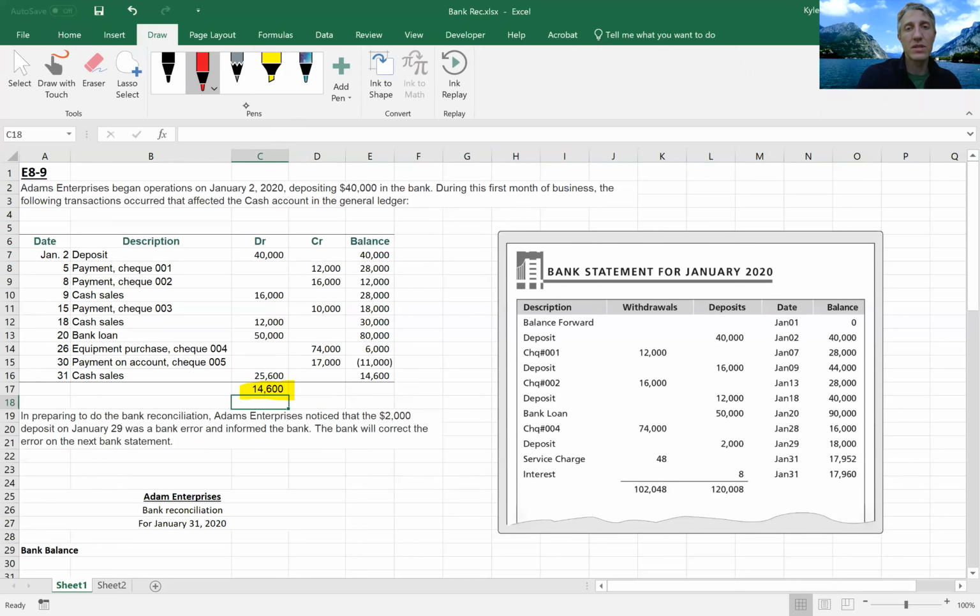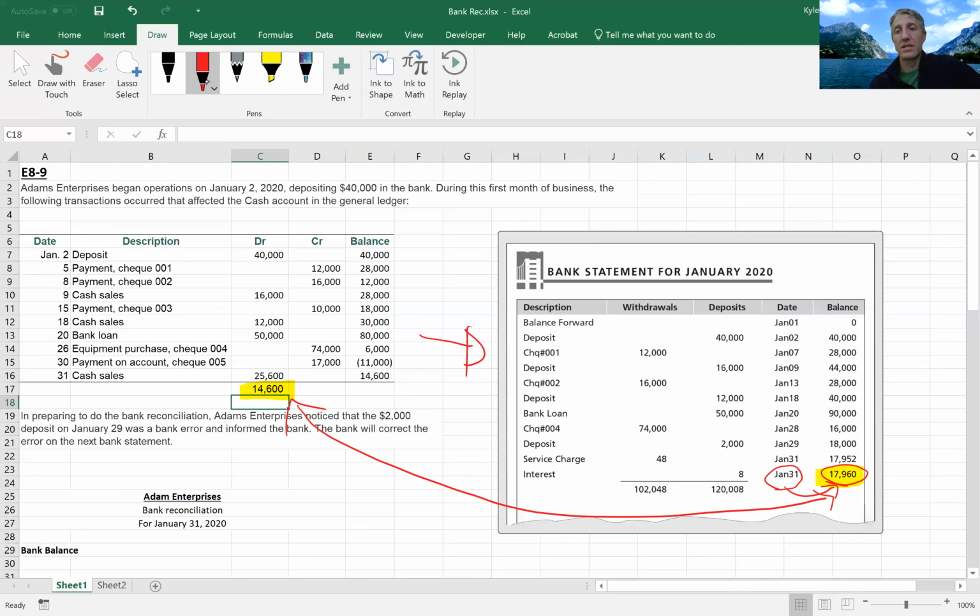If I look at what the bank statement said, I got a statement from the end of the month from my bank that disclosed to me all of the transactions that went through the bank account. If I look at the very end on January 31st, I can see there's a $17,960 balance in the bank. You might be wondering, what the heck is going on? Our book balance says 14.6. Our bank balance is 17.9. Why is there that difference?